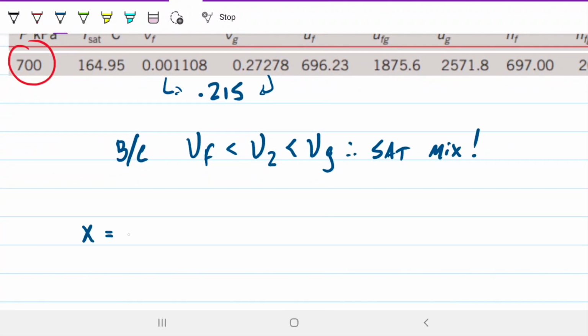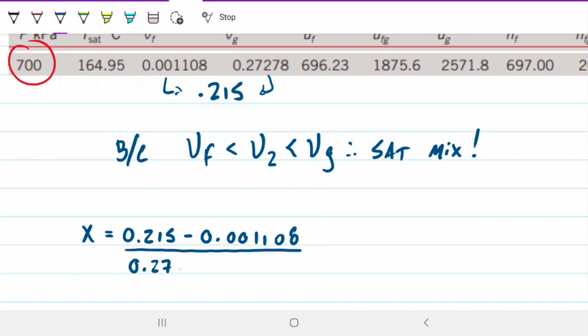To do that, what I do is the property that I have minus VF, which is 0.001108, divided by the total thing. So that's the specific volume for the vapor minus the specific volume for the saturated liquid. And that gave me about 78.73%.